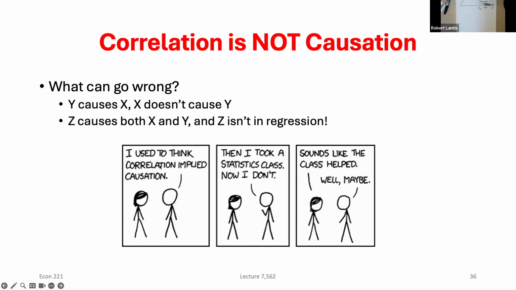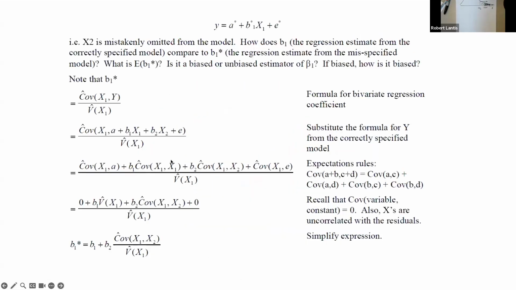So, "I used to think correlation implied causation. Then I took a statistics class. Now I don't." Sounds like the class helped. Well, maybe, right? Because maybe it wasn't that taking the class helped me have this realization. Maybe it was that I was more likely to take the class because I was intelligent, and it was my intelligence that led me to be able to figure this out. So, kind of a silly little example.